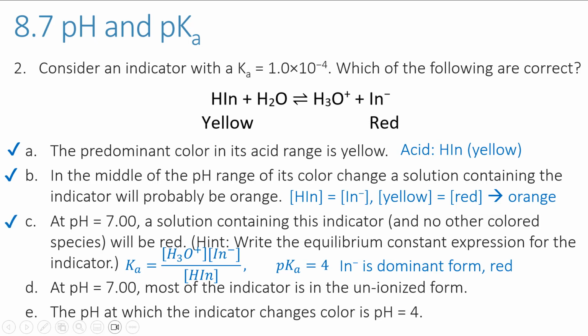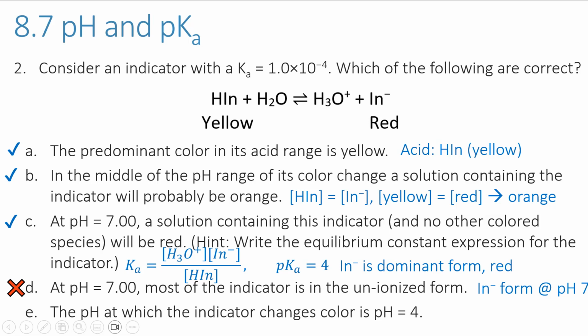At pH equals 7, most of the indicator is in its unionized form. We disagree with that, for reasons we've just explained in C. Because our pKa is 4 and we are at pH 7, which is greater than our pKa, the predominant form is going to be the base form. So we disagree with point D.